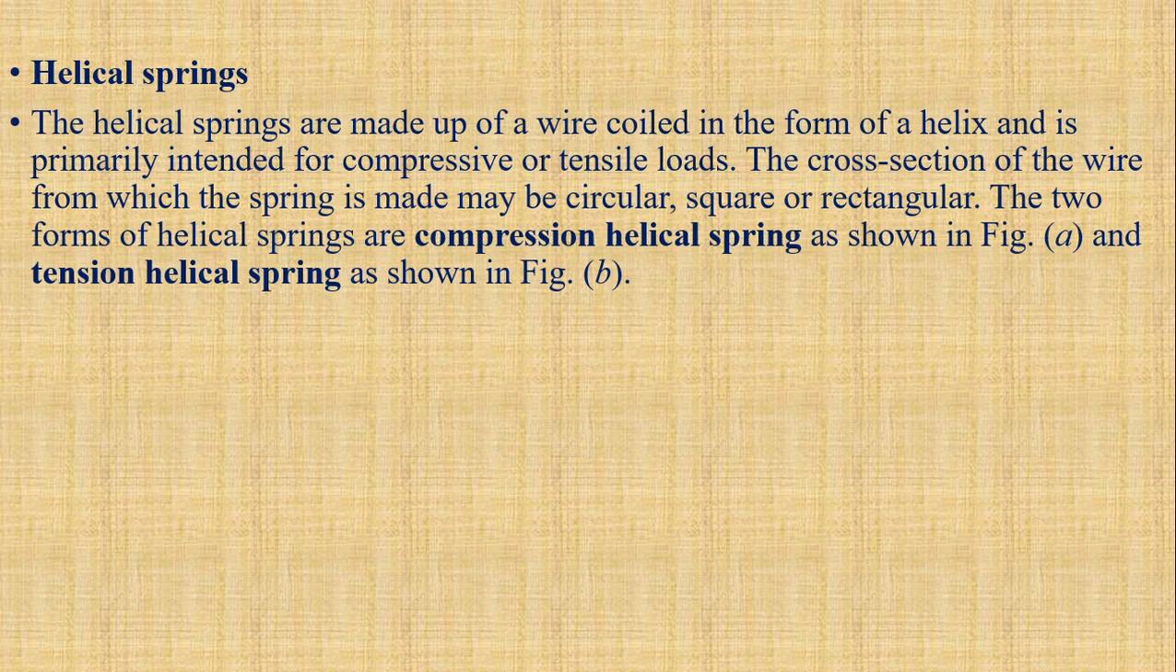Helical spring. The helical springs are made up of wire coil in the form of helix and is primarily intended for compressive or tensile load. The cross section of the wire from which the spring is made may be circular, square, or rectangular. The two forms of helical spring are compression helical spring as shown in figure A and tension helical spring as shown in figure B.